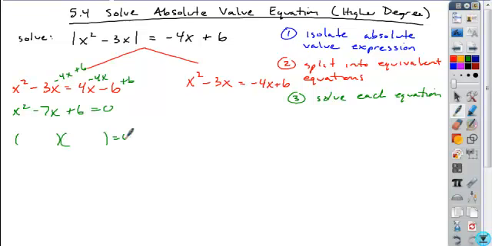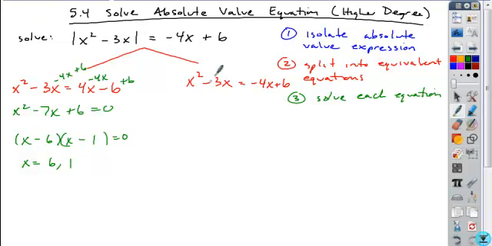Again, you can look for binomial factors, the factors of positive 6 whose sum is negative 7: negative 6 and negative 1. And so your possible values for x are 6 and 1.